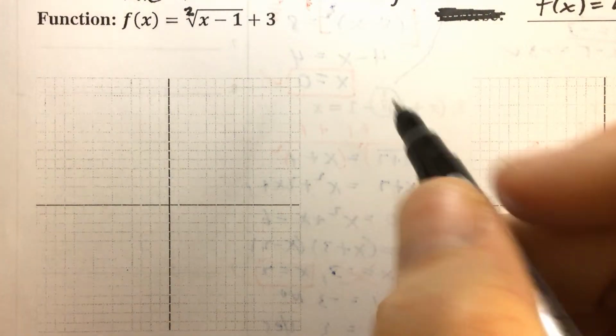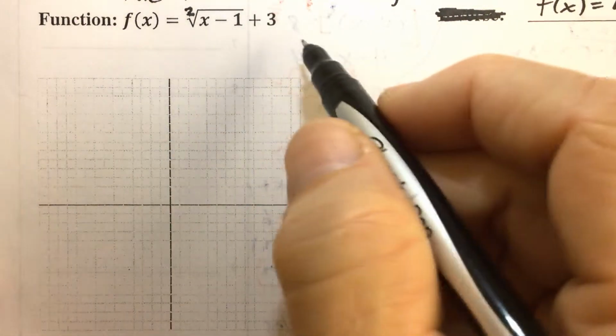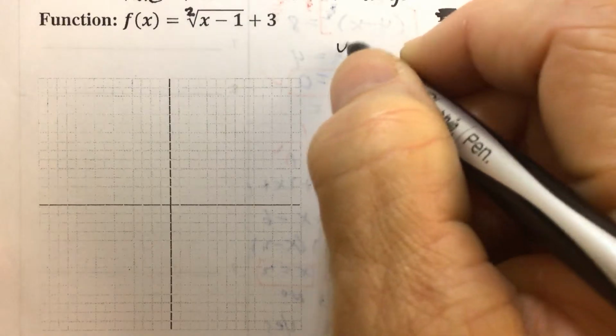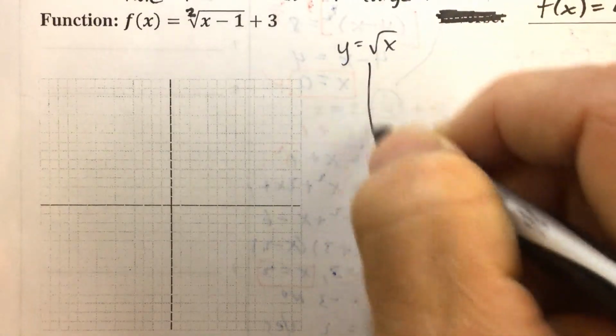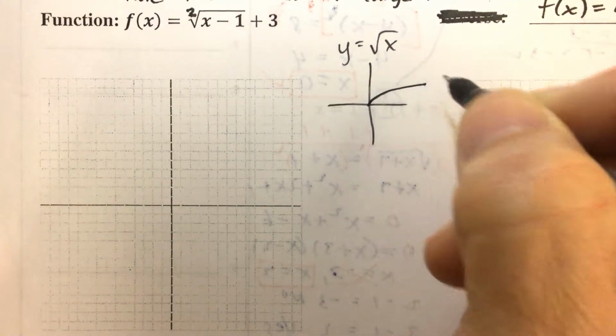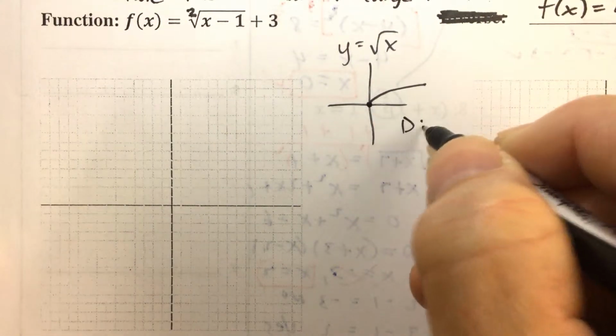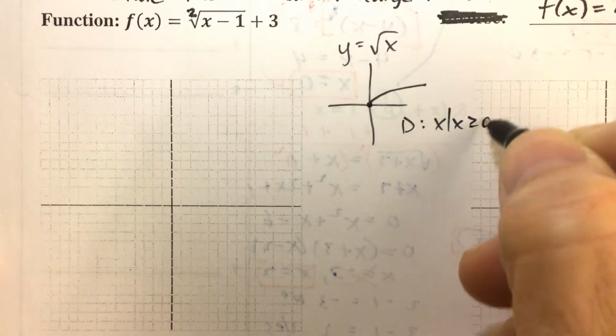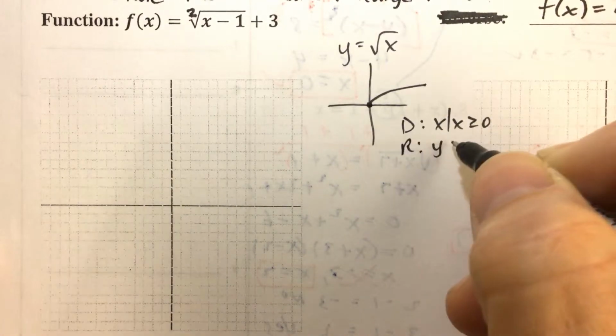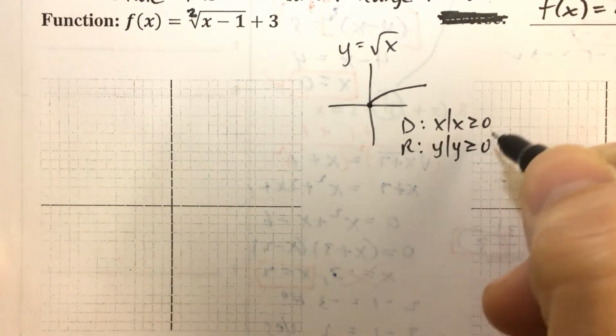In graphing radical functions, square root functions, we should first realize that y equals the square root of x looks like this. So we're supposed to know that. We're supposed to know that the domain is all real numbers x such that x is greater than or equal to 0, and the range is all real numbers y such that y is greater than or equal to 0.